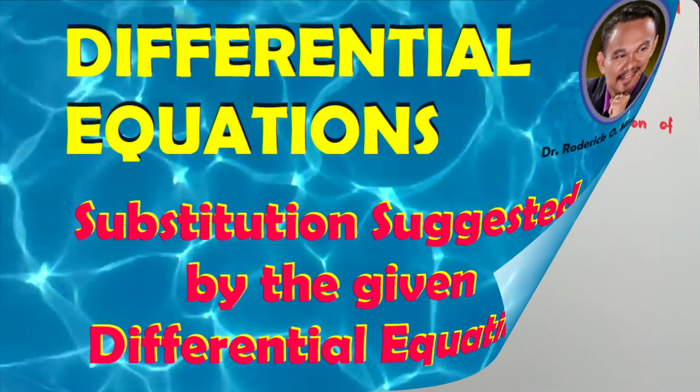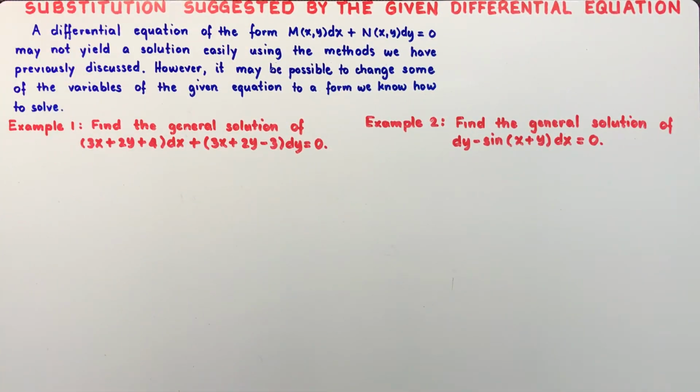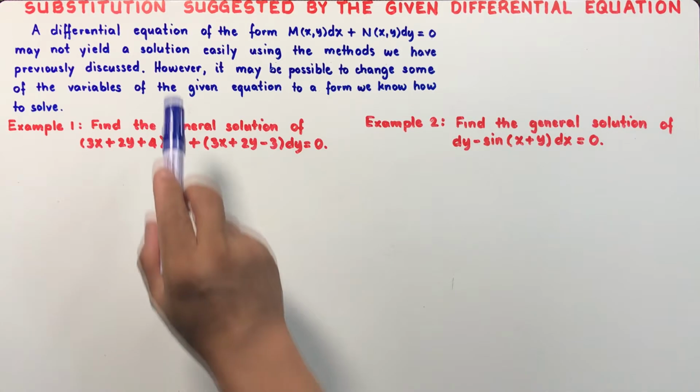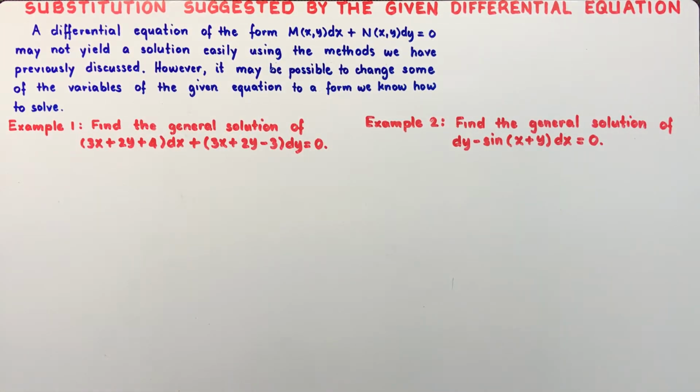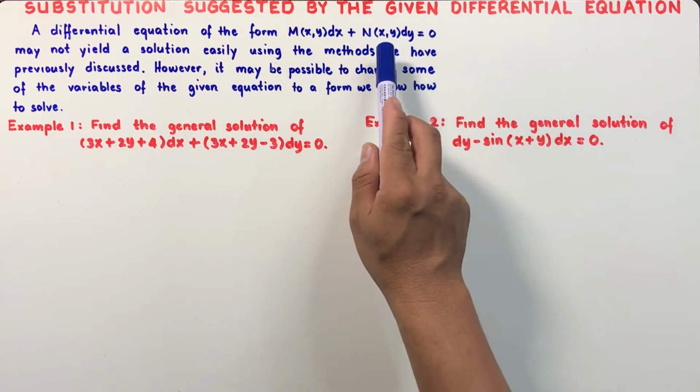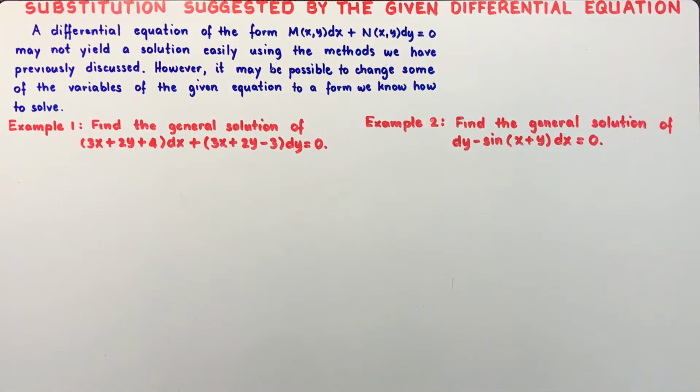In this video, I will be discussing substitution suggested by the given differential equation. A differential equation of the form M(x,y) dx plus N(x,y) dy equals 0 may not yield a solution using the methods we have previously discussed in the previous videos. However, it may be possible to change some of the variables of the given equation to a form we know how to solve. So let's take an example here.